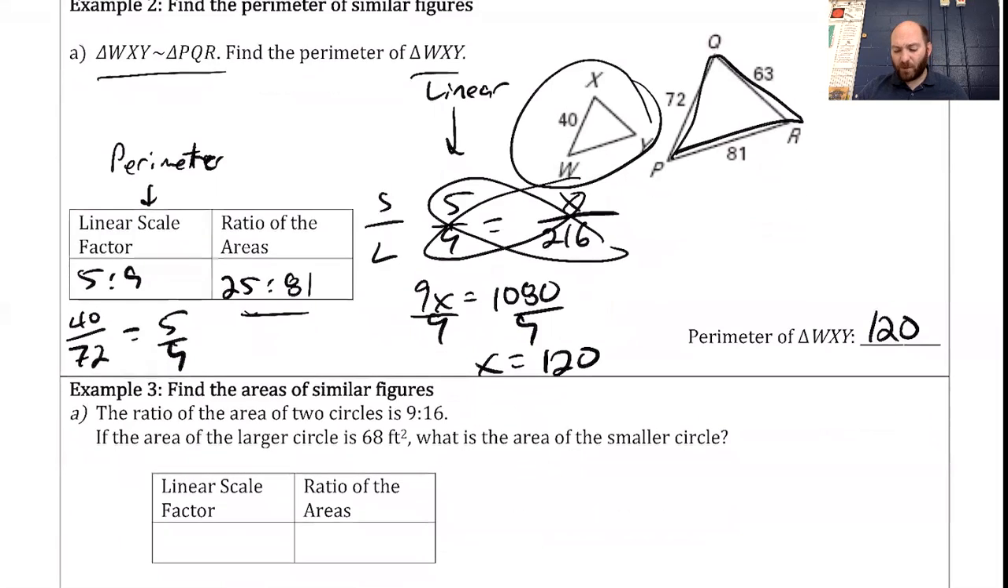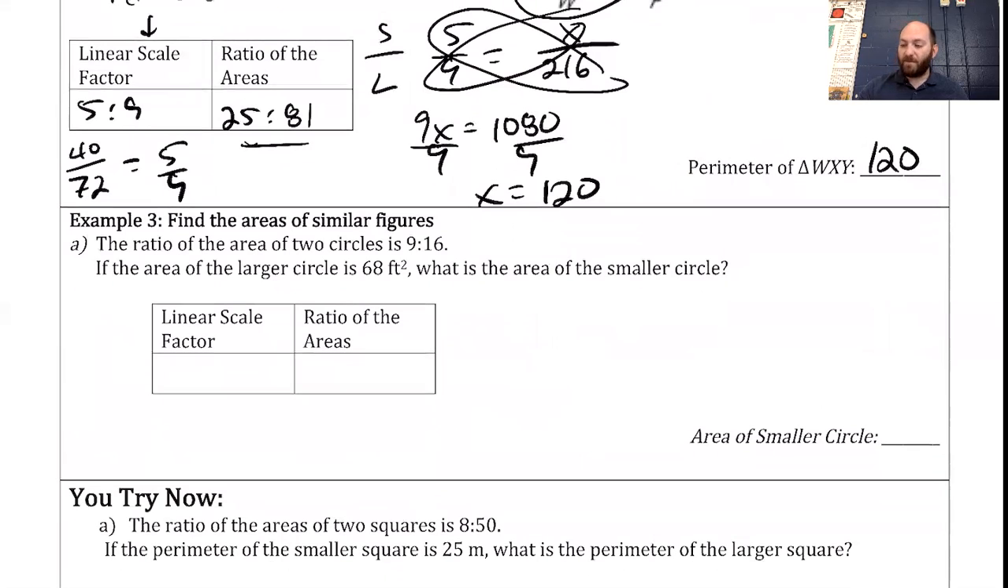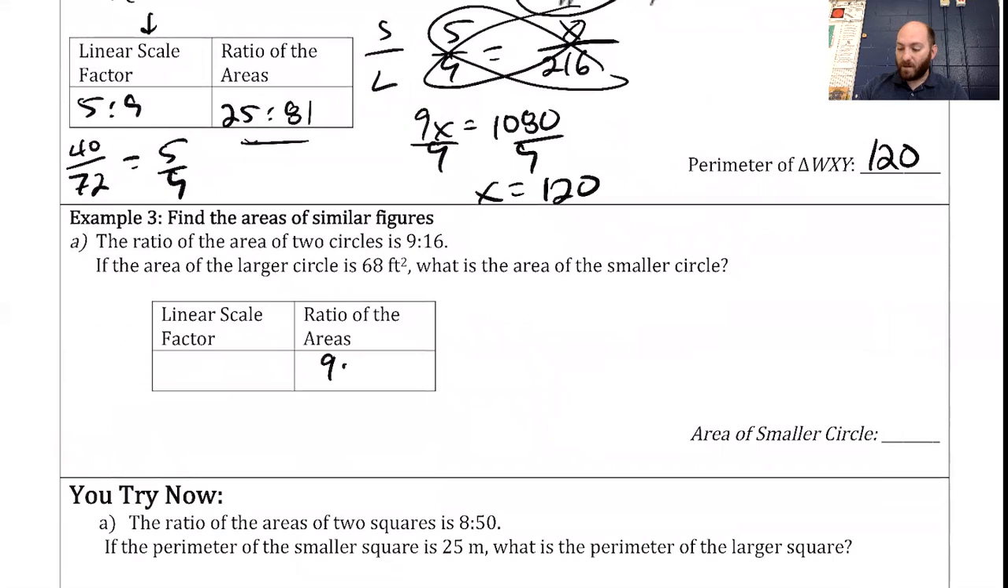Okay, it gets a little bit trickier when we do stuff like this, finding the areas of similar figures. Now when I find the areas of these two, the ratio of the areas of 2 circles is 9 to 16. This is what I know. Oh, I don't like this problem. This is not enough. We're going to have to do one of the You Try Now problems for sure in the video. So normally when you go backwards, I would take the square root of everything. So you would take the square root of 9 and the square root of 16. Square root of 9 is 3. Square root of 16 is 4.